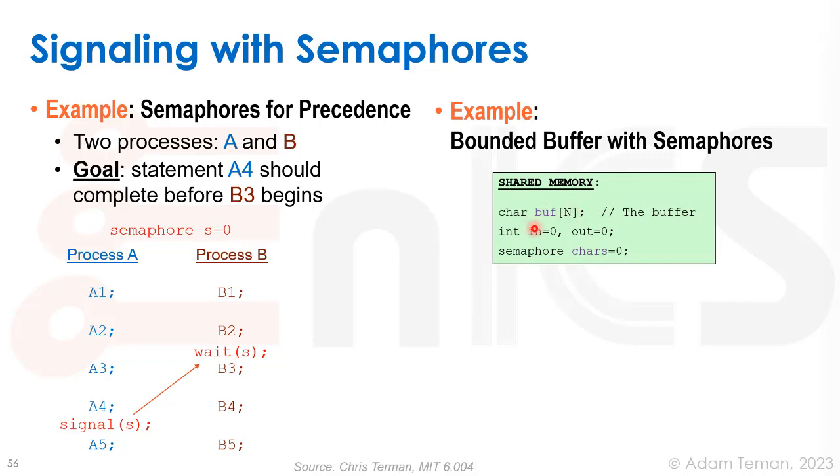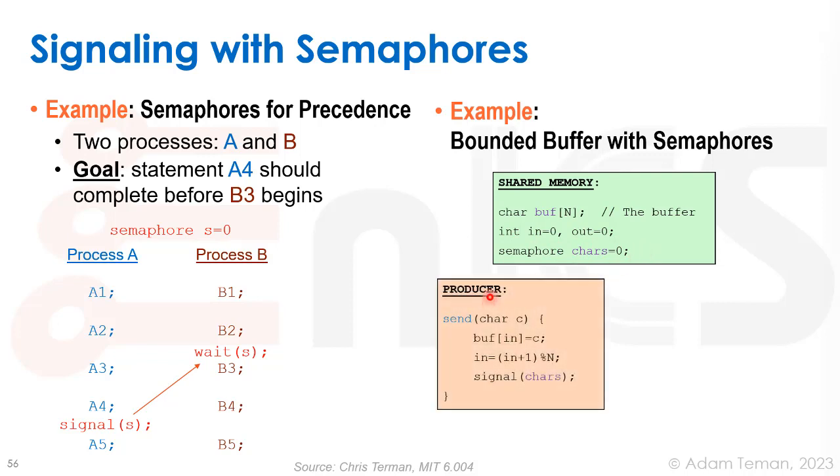So we have some sort of shared memory that has a buffer with n items inside it, and it has some integers called in and out. And there is a semaphore shared between them called chars. The producer is going to have a simple send operation where it puts a new character inside the buffer, increments the tail pointer, and then increases the semaphore by 1 by signaling to it. So every time it puts an item in, the semaphore is going to grow.